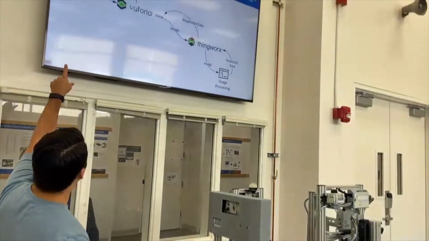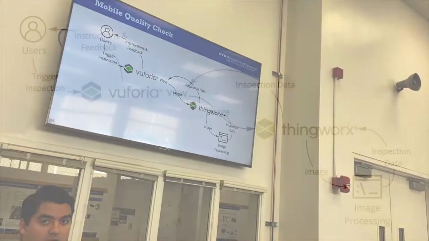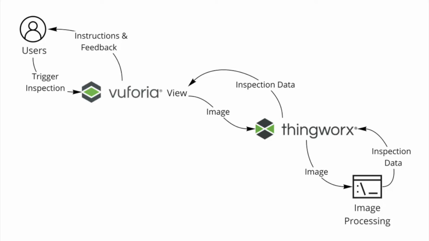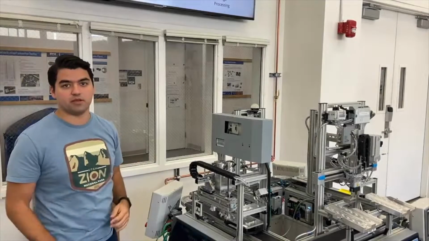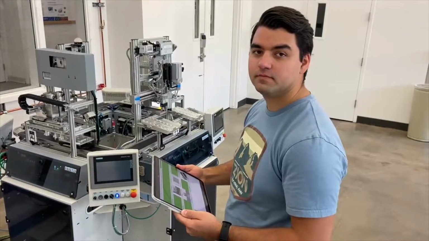So right now we have our user, which is our maintenance person, and he's going to trigger an inspection. This is all going to be done through Vuforia View, which is where the AR experience is housed. Through this inspection, we're going to send an image to ThingWorx, and that image is going to go through image processing. The image processing that's going to take place is something called template matching, and it's going to give us inspection data back. That inspection data is going to go through ThingWorx, through Vuforia View, and then provide instructions and feedback right to the maintenance person. All right, Elijah, let's see how it works.